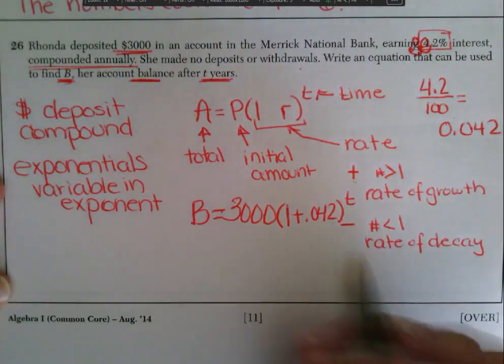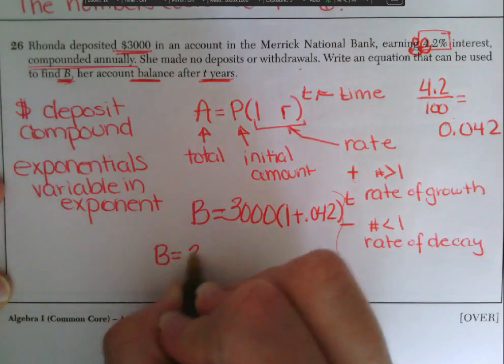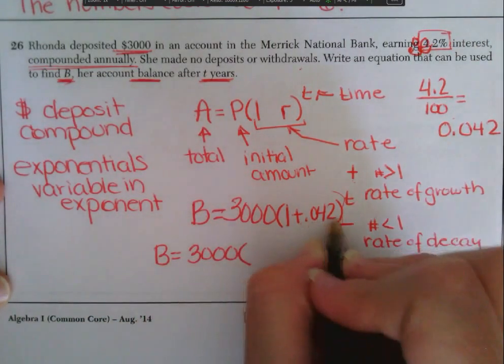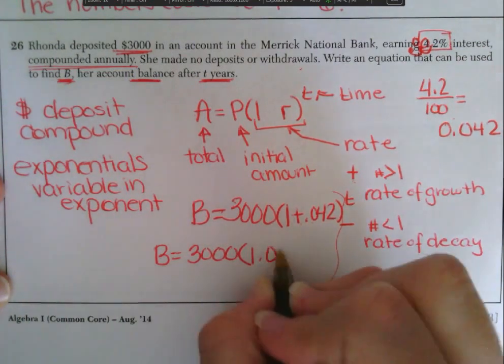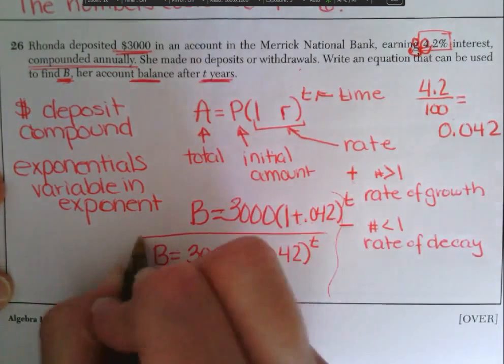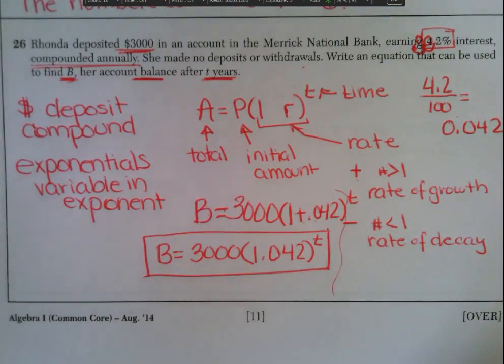Now we just have to make it look pretty. So we're going to write B equals 3,000 times, well, 1 plus 0.042 is just 1.042, and that's raised to the t. And so that's the answer to this question. All right? Great job.